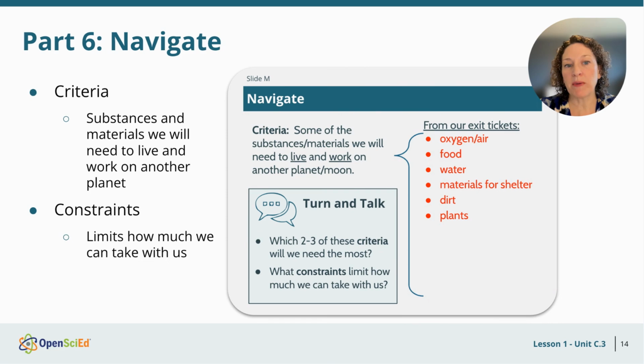So, another key moment in part 6, just before class, like on day 2, you'll want to click into the slide deck on slide M on the right side in the red text section, and you'll add the criteria that your students have included on their day 1 exit ticket. Here's a list that came from my students. You'll use this list to lead a discussion to identify substances or materials that we will need to live and work on another planet, and the constraints that limit how much we can take with us.